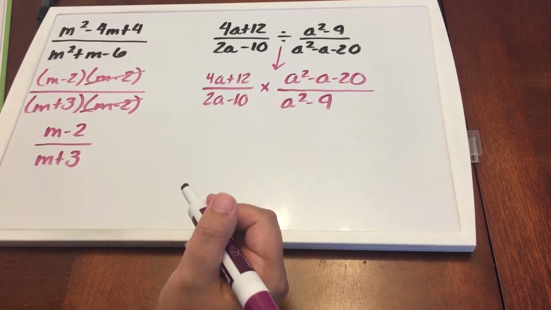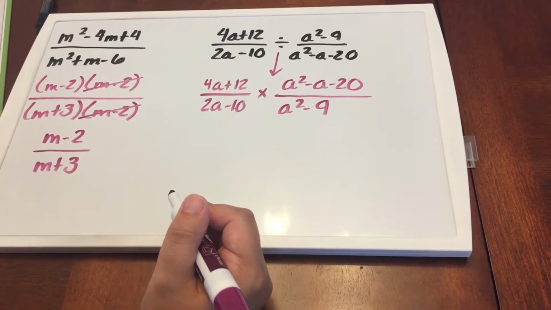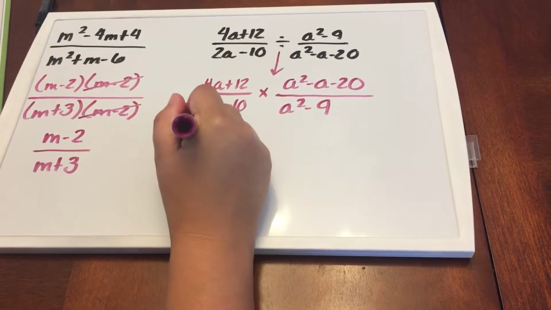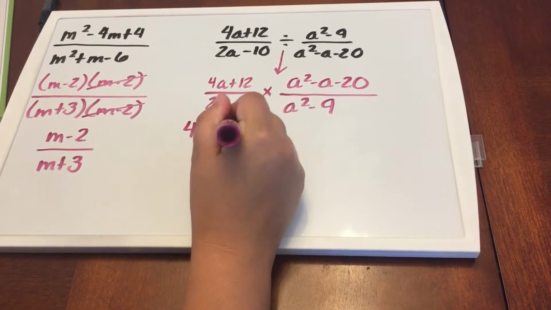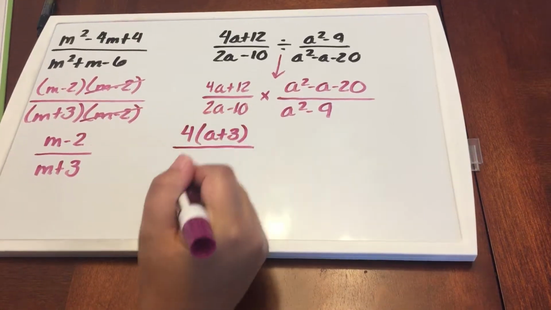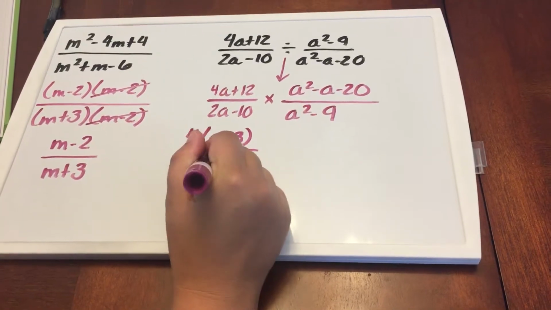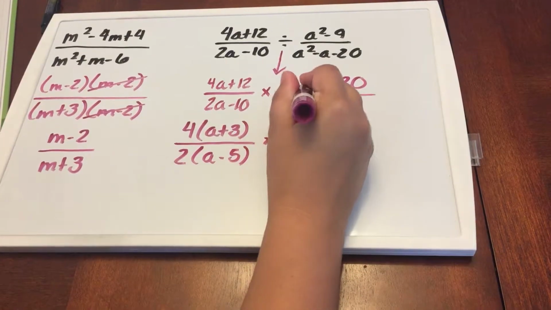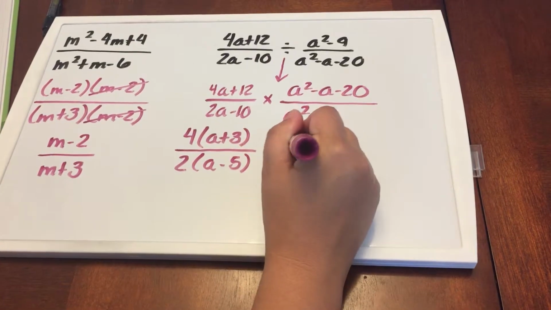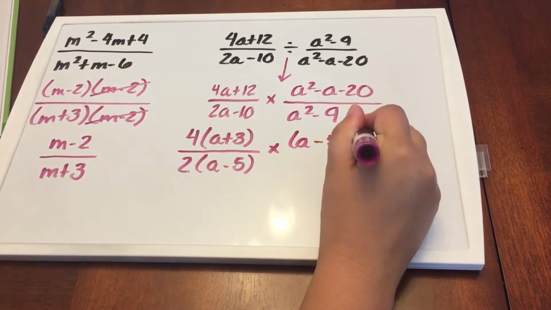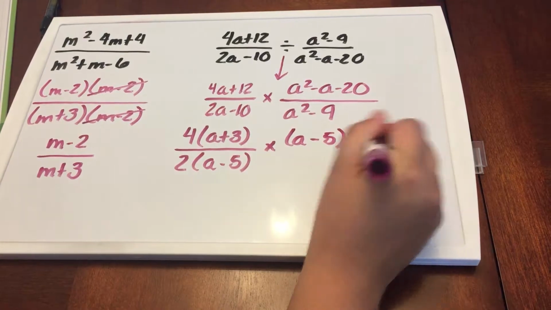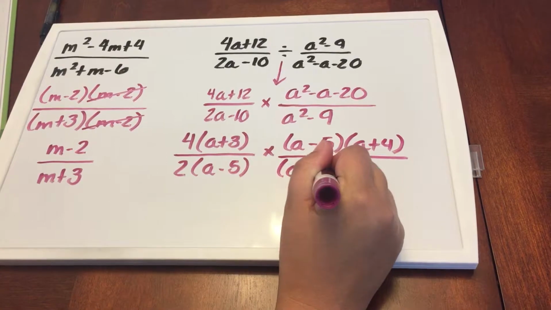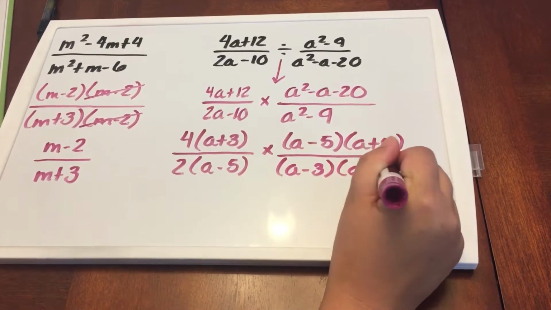At this point, it's easy to just factor each of the numerators and the denominators. So here, 4a plus 12, remember your GCF, so I can take out a 4, and I will be left with a plus 3. Same thing in the denominator. In the first fraction, I can take out a 2, and I'll be left with a minus 5. And then here, a squared minus a minus 20 is going to factor as a minus 5, a plus 4, and then the denominator is going to factor as a difference of 2 squares, a minus 3, a plus 3.